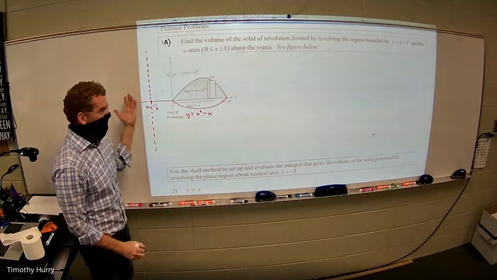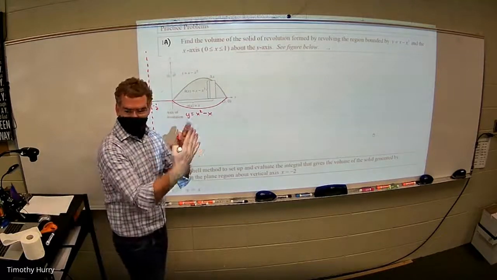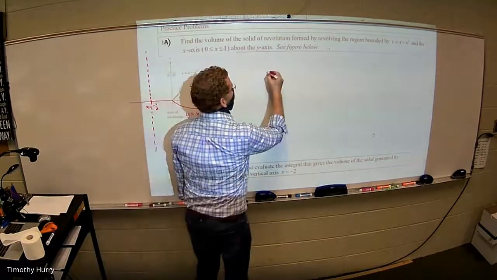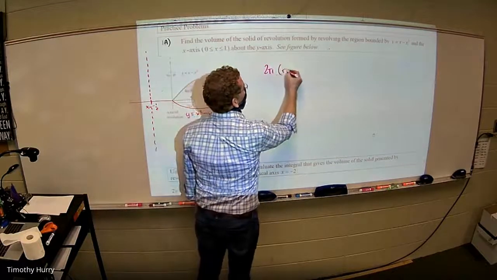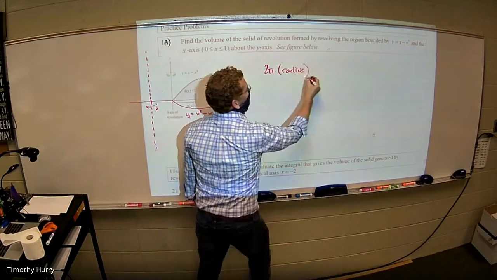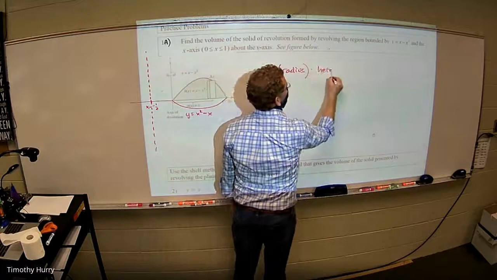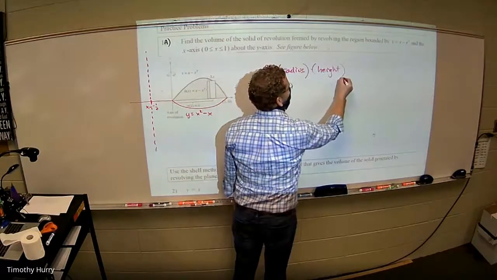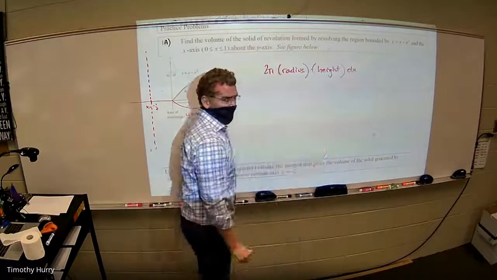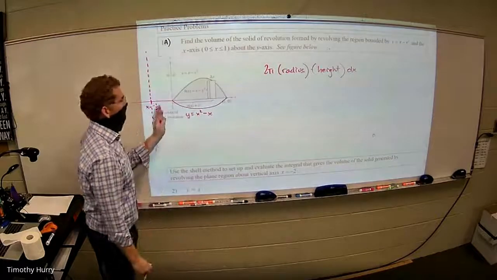But what do I need? If I'm going to do the shell method and peel off shells, I need to go 2 pi times the radius times the height. That's going to give me area. And then I'm going to dx it to give me volume. And then I'm going to integrate from, again, 0 to 1.